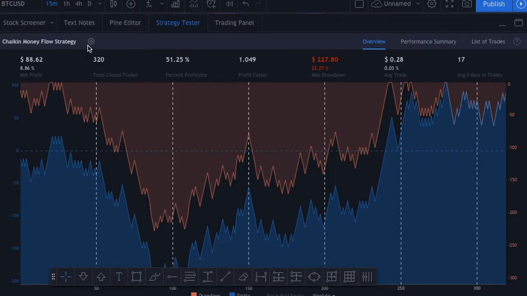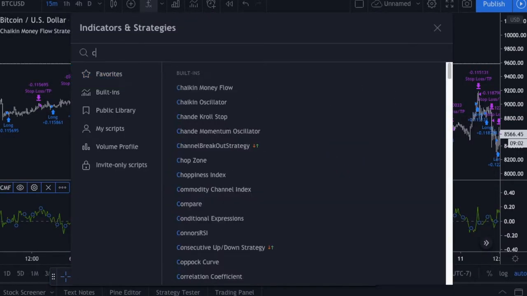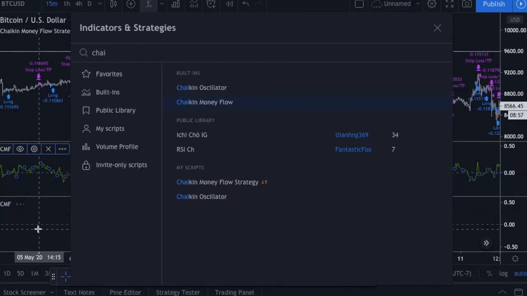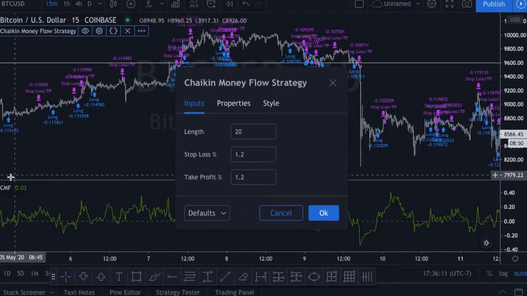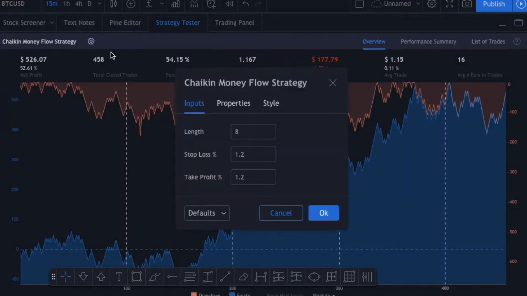So what you're going to want to do is go to TradingView, click up here, type in Chaikin Money Flow, and that'd be this one right here. You click on that, and it comes up just like this down here. It's a different color now, but it's the same indicator. Get into the settings, and you're going to change that to 8. Okay, 8 is the magic number. Let's go into the strategy. Originally it was 20, right?